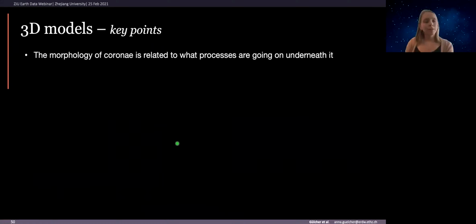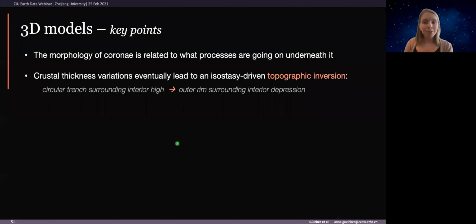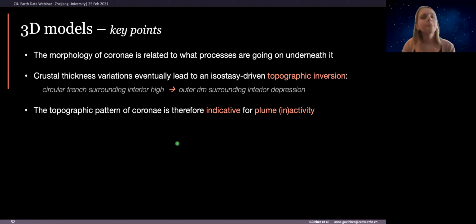So the key points of this numerical study are the following. We found that the morphology of the corona is directly related to what processes are going on underneath it. And most importantly, the crustal thickness variations eventually lead to an isostasy-driven topographic inversion from a circular trench surrounding an interior high towards an outer rim surrounding an interior depression. And what this indicates is that the topographic pattern of corona may be indicative of the activity of the plume underneath. So this was basically the end of my master thesis project.